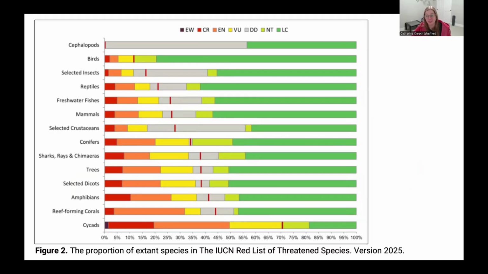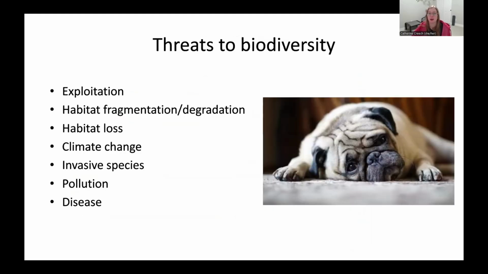What is causing all of this endangerment to our biodiversity? We have some categories of things that are threatening biodiversity, and they are exploitation, habitat fragmentation or degradation, and habitat loss, so that it goes away. Those are two separate things. Then climate change, invasive species, pollution, and disease. We're going to go through each of those.